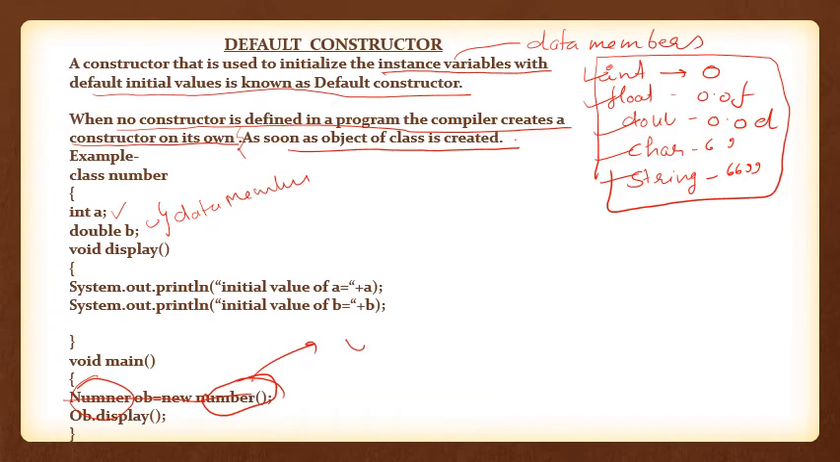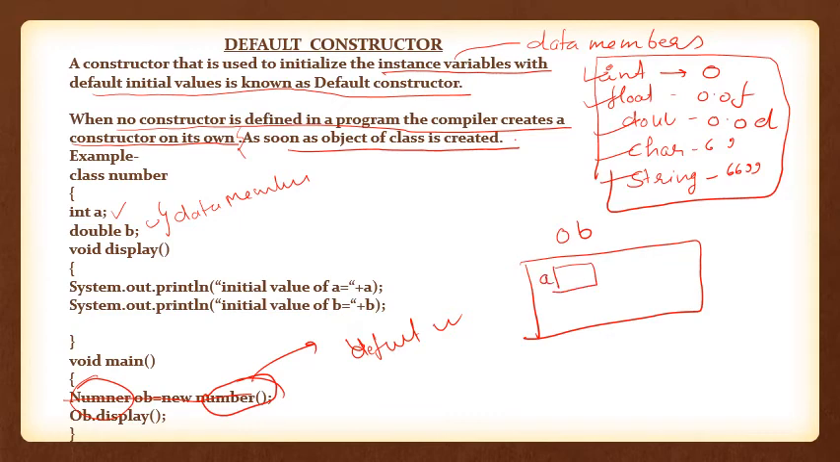Which type of constructor is it? It is not defined by the user. It is called at the time of creation of the object and it is a default constructor. It constructs the object OB, and during the construction of the object OB, it allocates the memory. A, so how many bytes for A? 4 bytes, because integer takes 4 bytes in memory. Double for the B. How many bytes does it allocate? 8 bytes in memory. So integer it will initialize with 0 and double it will initialize with 0.0d.